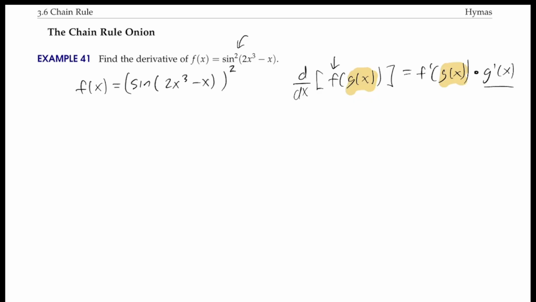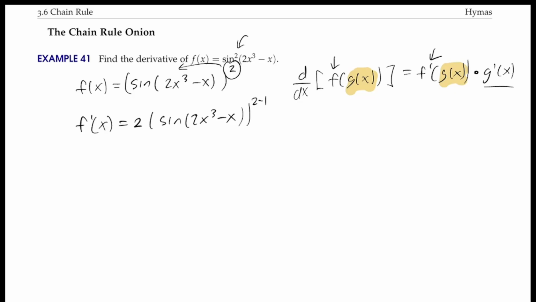Okay, so here, let's do f prime first, and then we'll write out what g prime is going to look like. So the most outside is this 2. So when I do f prime of x, I'm going to bring the 2 down, and then I have sine of 2x cubed minus x. Again, I have not changed anything on the inside of the sine yet, or at all. And then I have 2 minus 1, right, for my power rule.